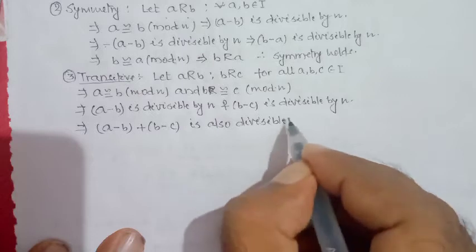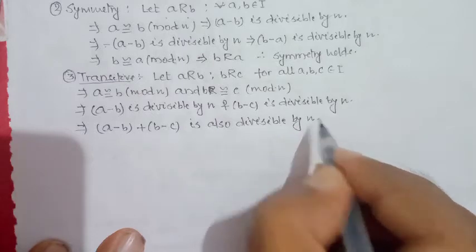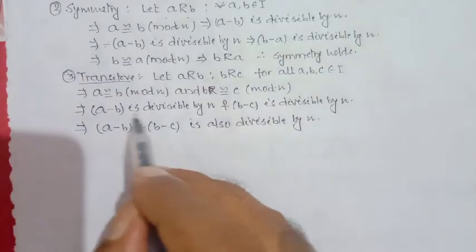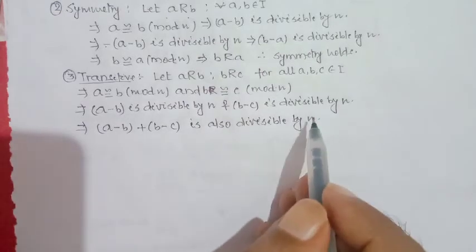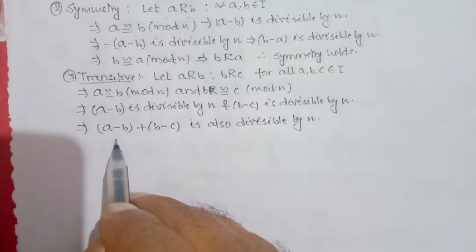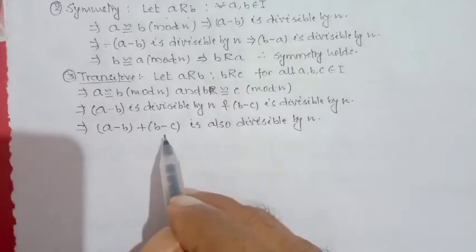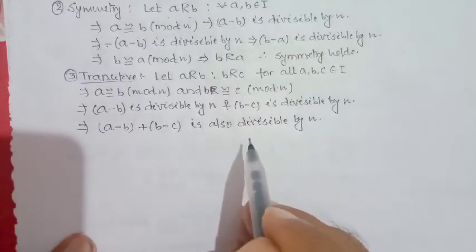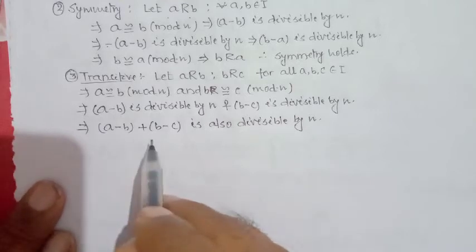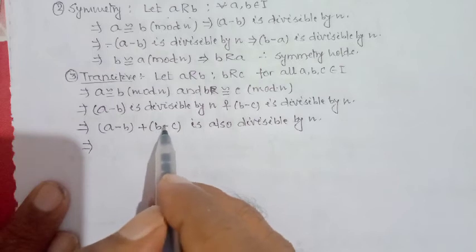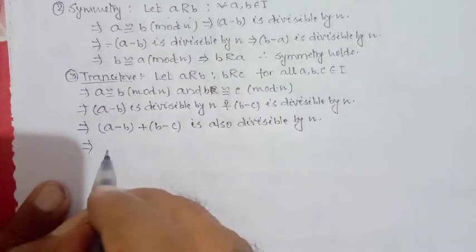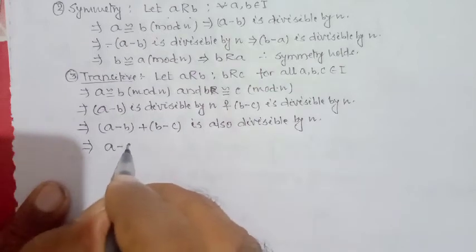A minus b is divisible by n. b minus c is divisible by n. So their sum, a minus b plus b minus c, is also divisible by n. Now add them. After addition, b and b cancel. How much is left? A minus c.